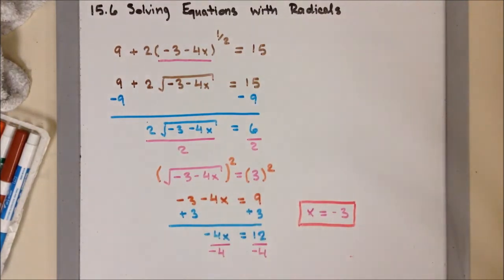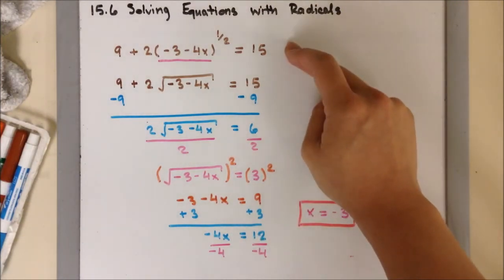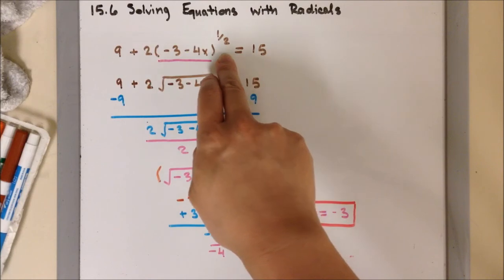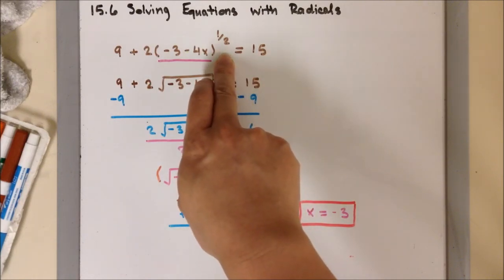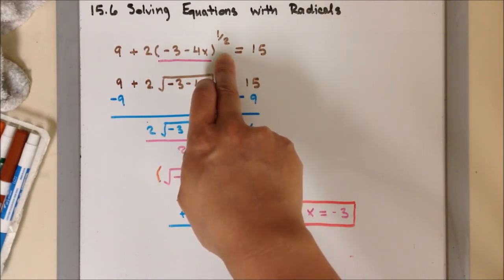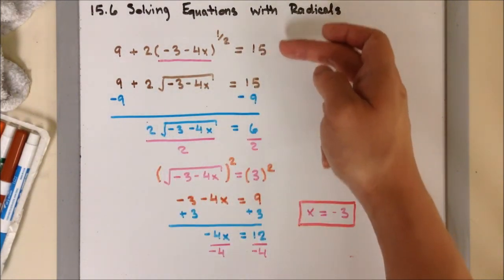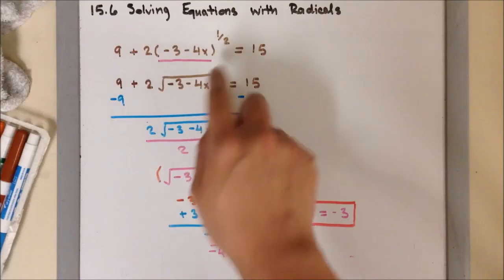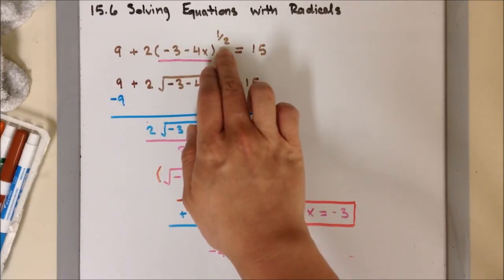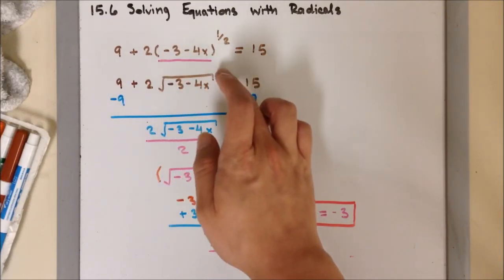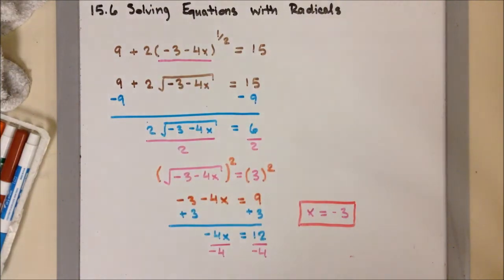And again, this is my final answer. Now, the only difference was how we started out from the beginning. Since we started off with a rational exponent 1/2, that is easily equivalent to the square root. So everything else will stay the same. It's just that the parentheses will go away, the 1/2 exponent will go away, and you just replace it with the square root. And once you get to this part, the process is the same as the last example.